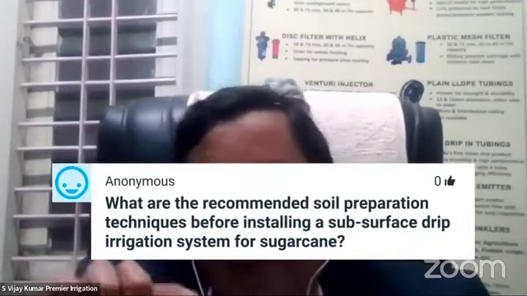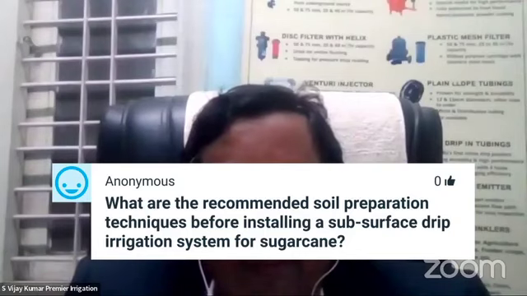Okay. And what are the recommended soil preparation techniques before installing a subsurface drip irrigation system for sugarcane? Yeah, I think I showed a number of photographs and showed you how the whole surface has to be kept level, and how the required depth has to be done, and all the precautions. Ensure that you have the entire system laid out properly. Proper planning is very essential, and you can follow the steps that I have already very clearly explained, both stepwise as well as in the photographs. I have explained the entire thing. I think that will take care of the question.